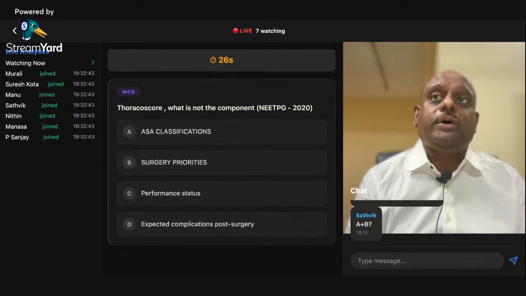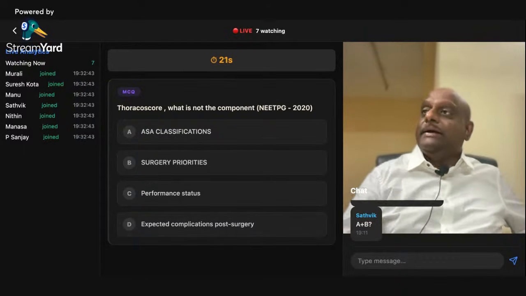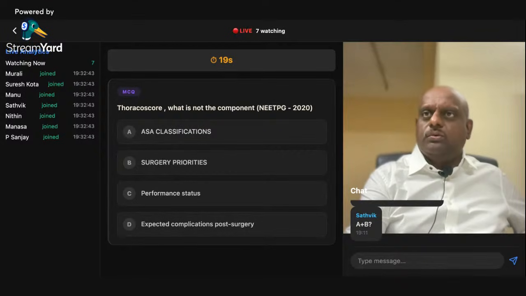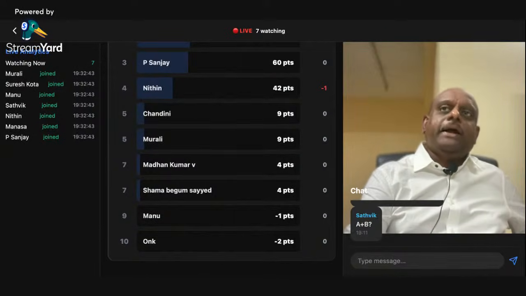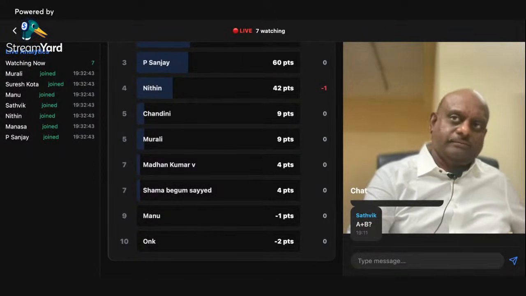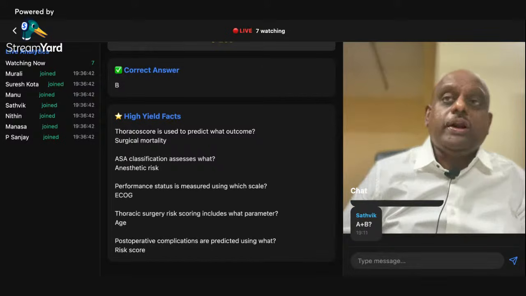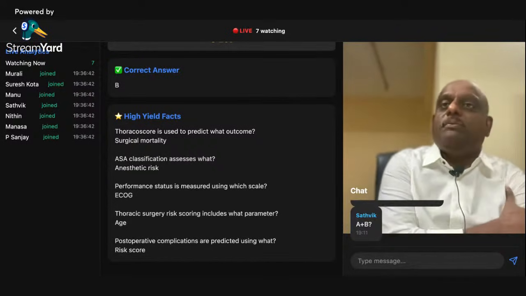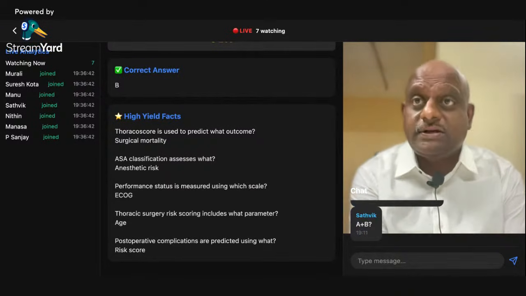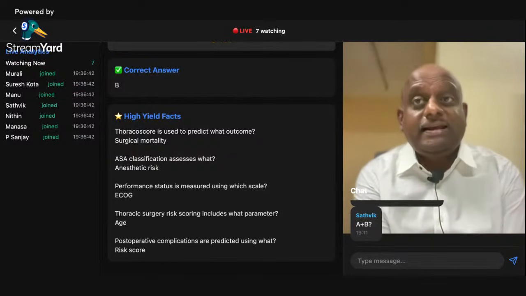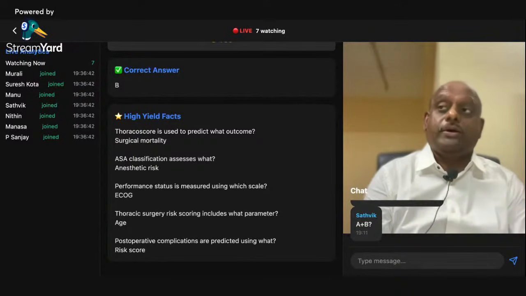So in the Torreco score, which is not a component, 2020 question, NEET PG. So you should know surgery priorities are not part of the Torreco score, whereas expected complications, performance status, etc. So Torreco score is used to predict the outcome of the surgical mortality. And ASA assess the anesthetic risk. Performance status is measured using the ECOG. And these are the points you need to remember about the Torreco score.